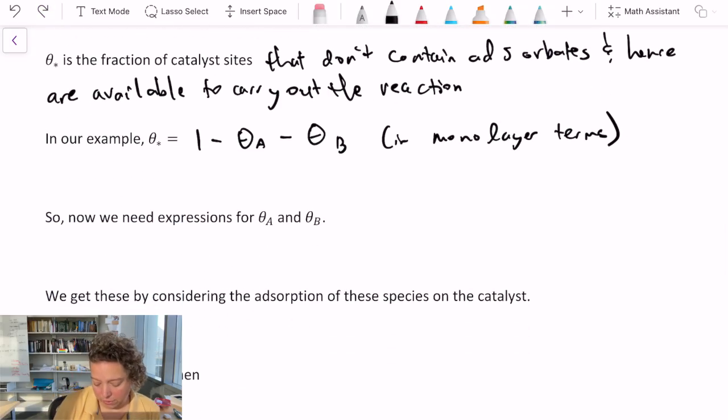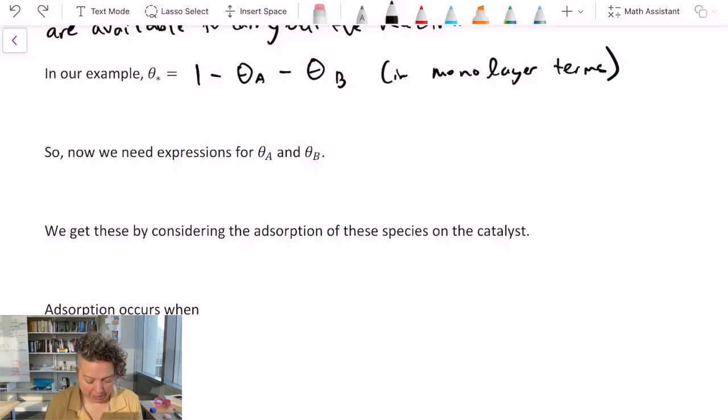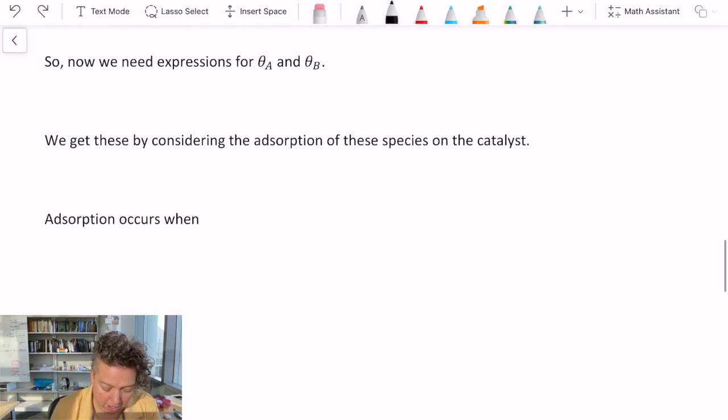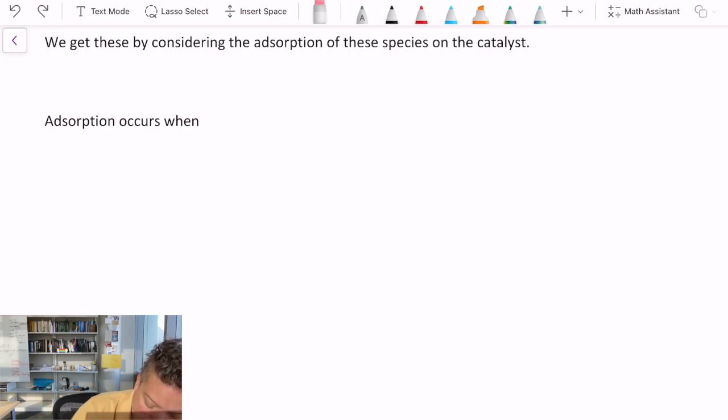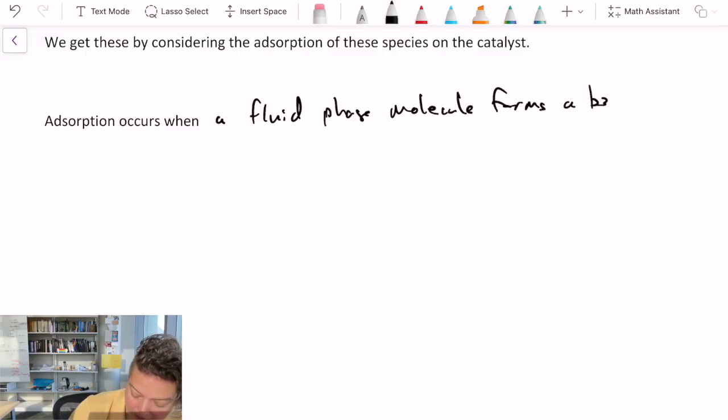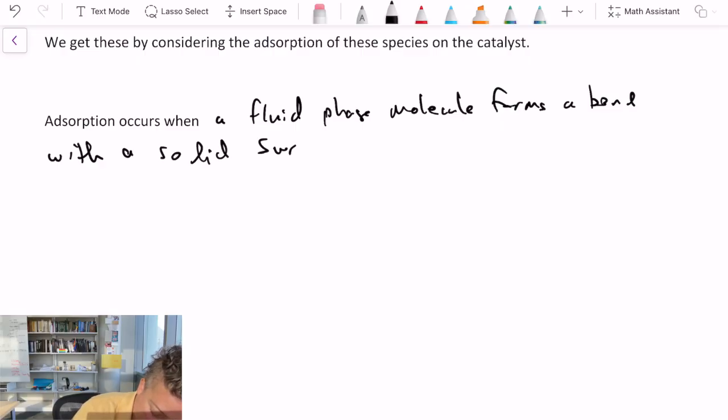So now, if we want to know the free site coverage, we need expressions for theta A and theta B. We're going to get these by considering the adsorption of these species on the catalyst. Adsorption occurs when a fluid phase molecule forms a bond, and this can be a chemical or physical bond, with a solid surface. In our case, that solid surface is a catalyst.